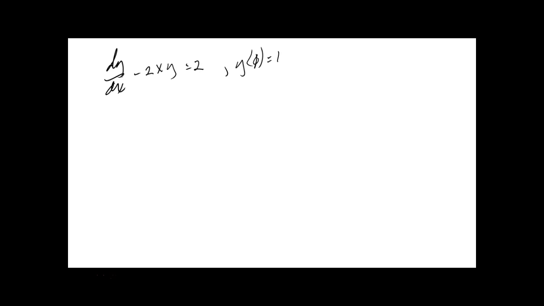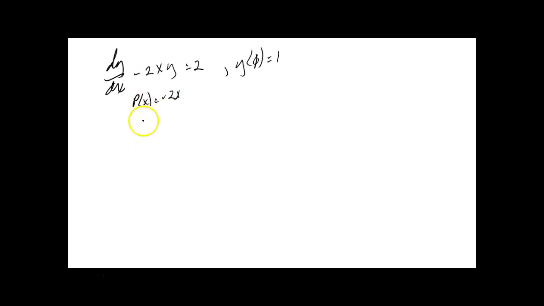Ah, yes, this is linear. Because dy/dx is only raised to the first power, y is only raised to the first power. No cross terms, no denominators, nothing else with y's in them, or dy's in them. So your p of x, what were you saying? Negative 2x.